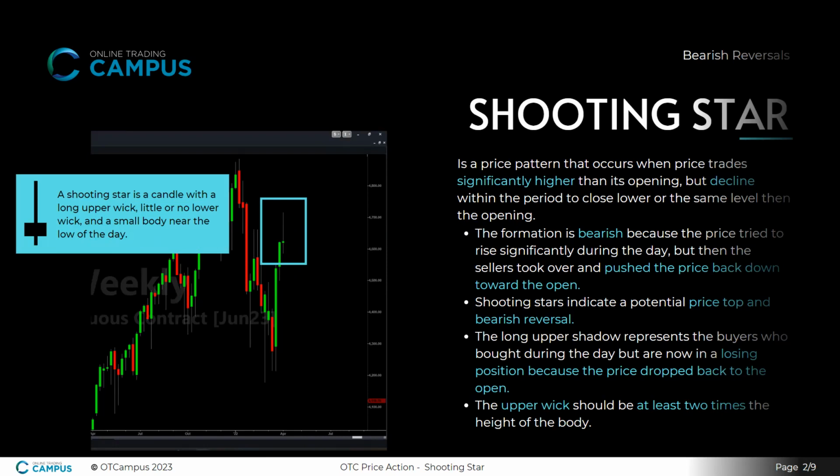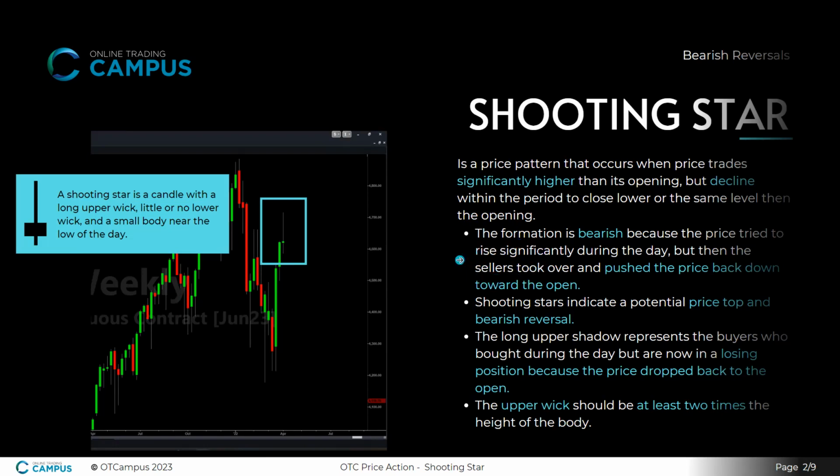Sometimes I get questions from you guys. Yeah, but why does it look like a shooting star, it looks like a hammer? Why is it bullish? Why is it bearish? What does it mean? Why are the sellers more powerful than the buyers, for example? Here, guys, that's the answer.